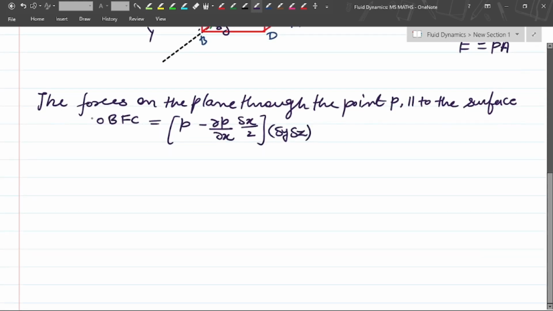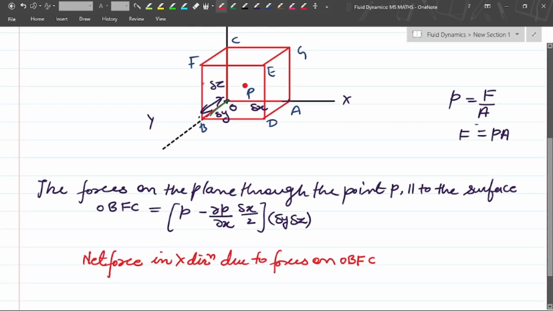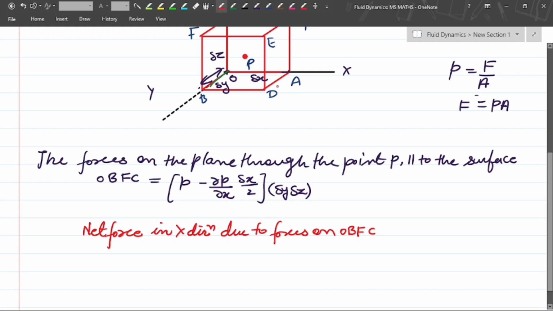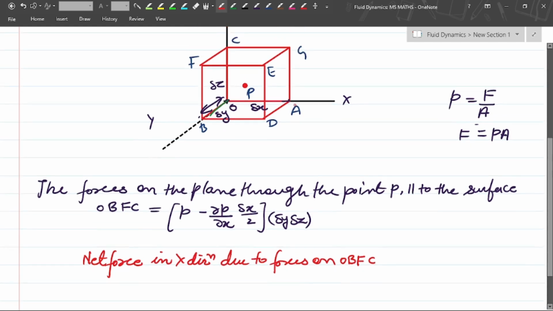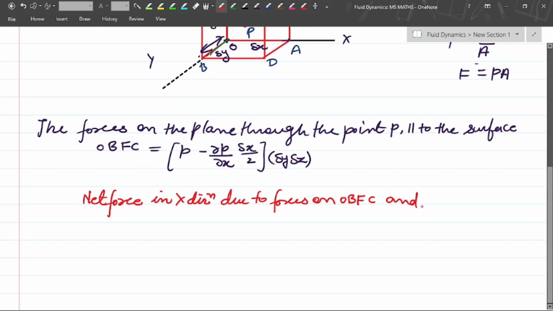Now, on the other hand, we calculate the net force in the x direction due to forces on the surface OBFC and the opposite surface ADEG. So the net force for these is minus dou p by dou x, del x, del y, del z. How is it?